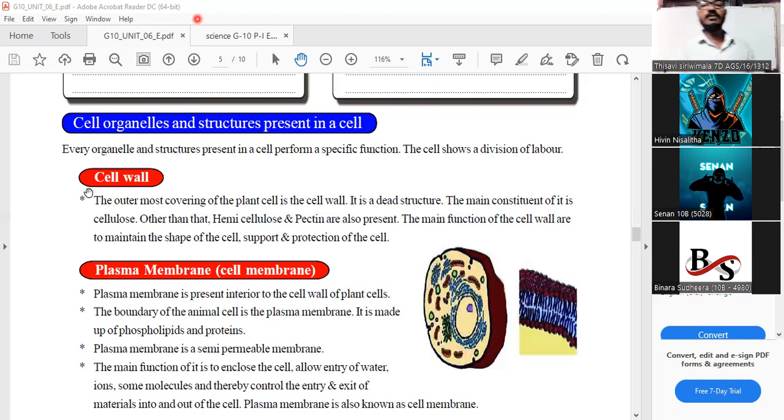Okay, I think the cell wall is finished. For the cell wall, we can draw a diagram also.